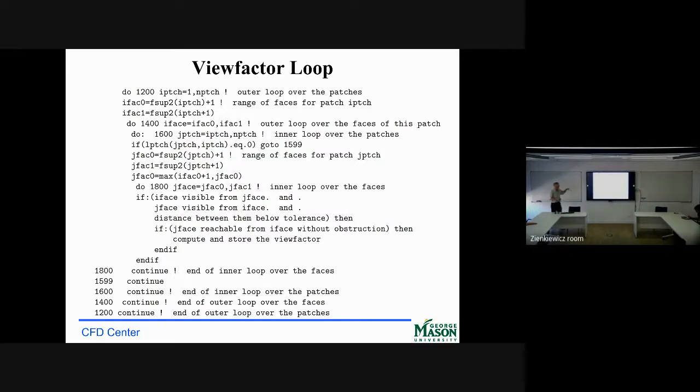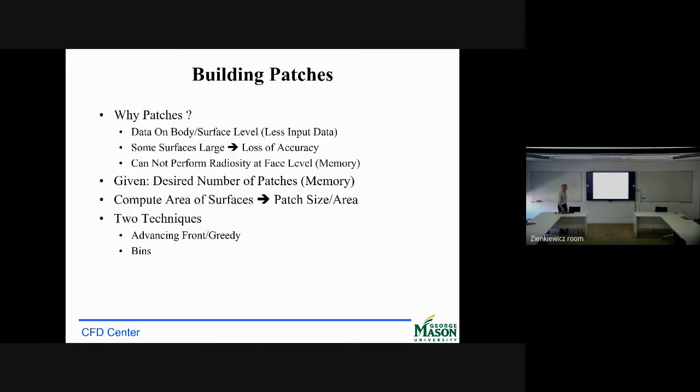Okay, so this is how the loop looks. You do a loop over the patches. Then for each patch, you look at the faces of that patch. And then you check if these patches can see each other, because the surfaces can see each other. Then you compute in detail only the face-to-face connectivities where you think you can traverse from one face to another and that they have to see each other.